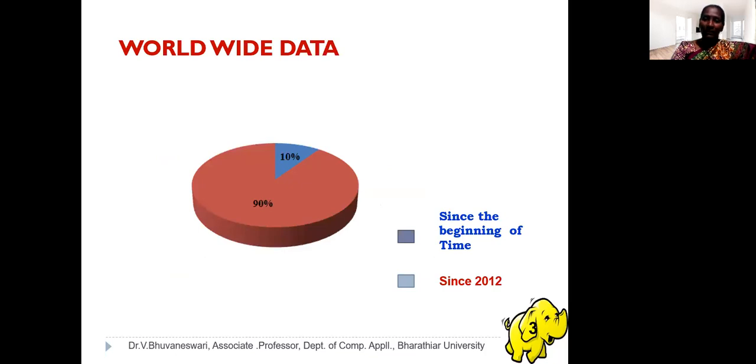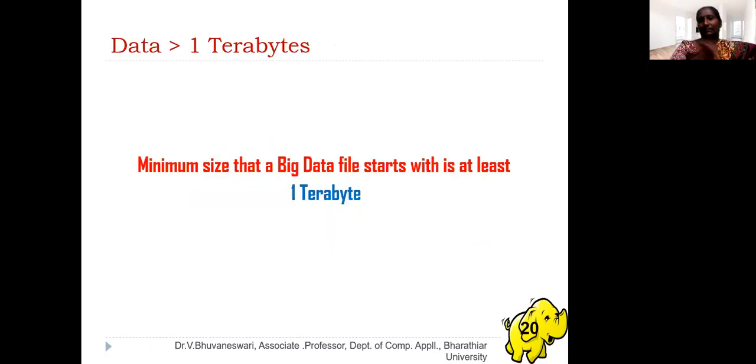We know that the world has been filled with data. We are in a data deluge. The world has been drowning in data since when? 2012. Why? Because of social media. So 90% of the data has been generated after 2012, and only 10% of data is generated from your core domain business transactions.